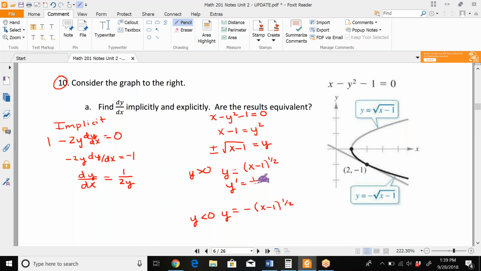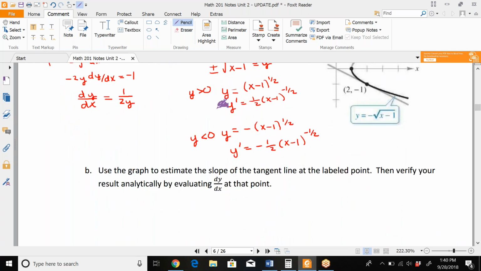So this would be 1/2 x minus 1 to the negative 1/2. And this one would be y prime equals negative 1/2 x minus 1 to the negative 1/2. So both times you could tack on the chain rule, but it's a 1 in both cases because derivative of x is 1, so it's not completely necessary there. So the formulas look different right now, but that's because this is an implicit one, which means it can have x's and y's in it, and this is how to represent the derivative if you just have the x.